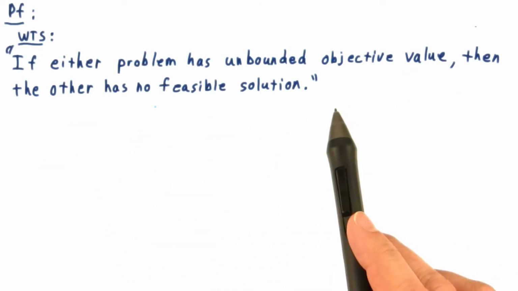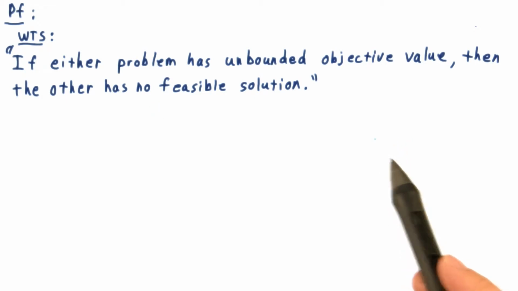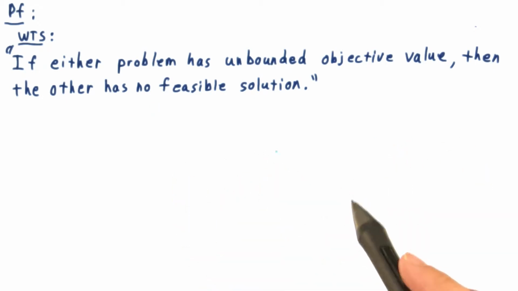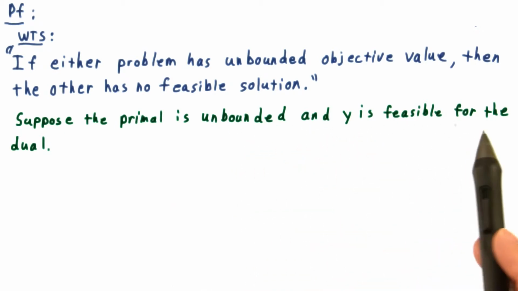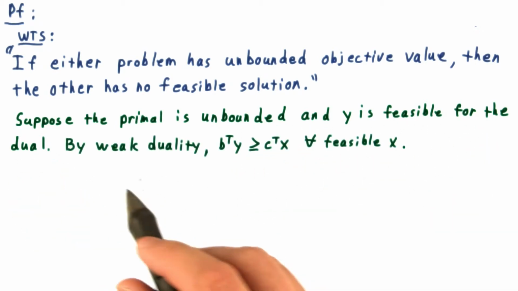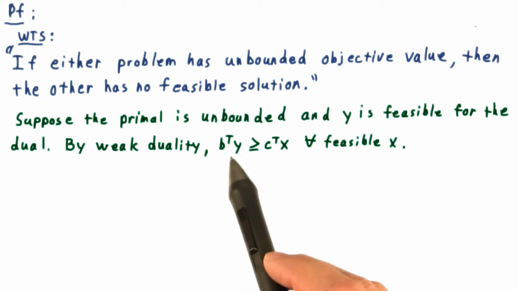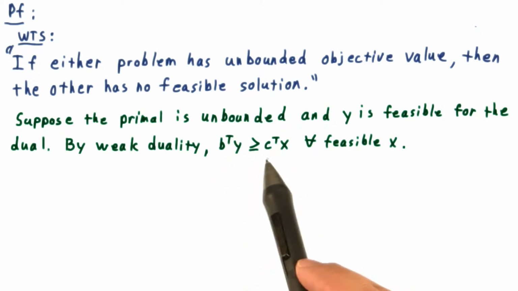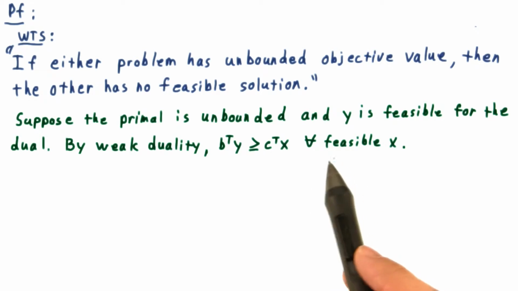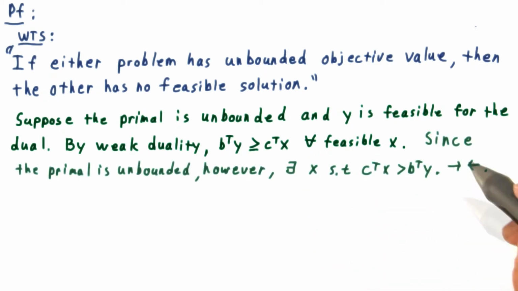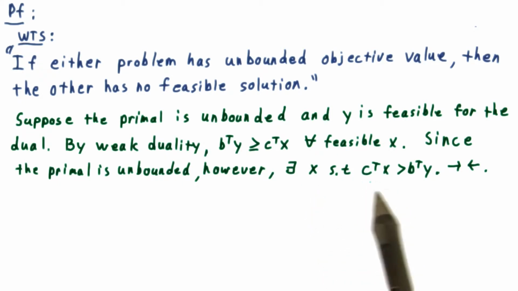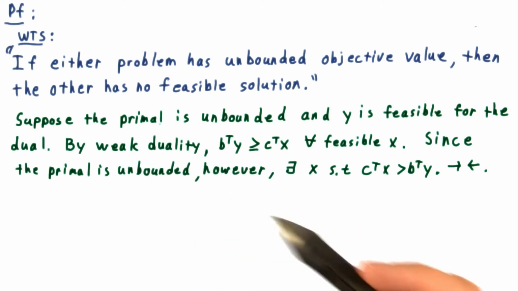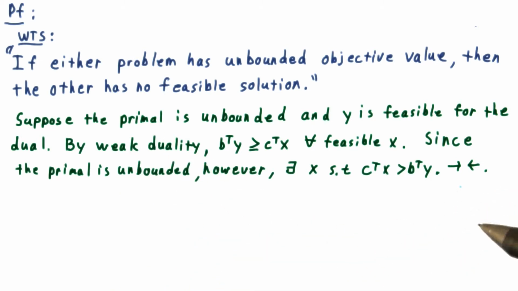If either problem has an unbounded objective value, then the other has no feasible solution. So we'll suppose that the primal is unbounded and that y is feasible for the dual. Well, by weak duality, b transpose y must be at least c transpose x for all feasible x, but since the primal is unbounded, there has to be an x that's larger, and that creates a contradiction. The case where the dual instead of the primal is unbounded is analogous.